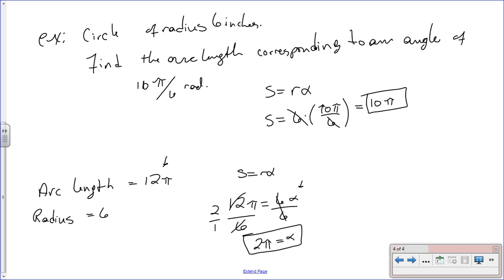So what did we go over in this video? We went over how to convert radians to degrees, how to convert degrees to radians, and how to find arc length. Make sure you know how to do the concepts we went over in this video, and we'll work on some problems on this tomorrow in class. See you tomorrow.